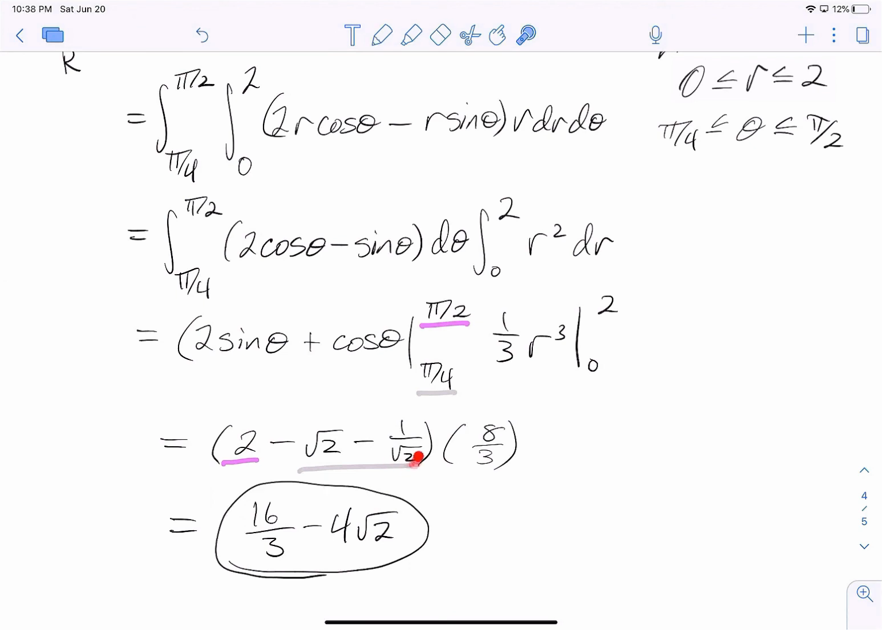Ordinarily, I'd say don't rationalize the denominator, but because we have another square root of 2 in our expression, it makes sense to rationalize the denominator, collect like terms, and then distribute to actually clear the fraction.